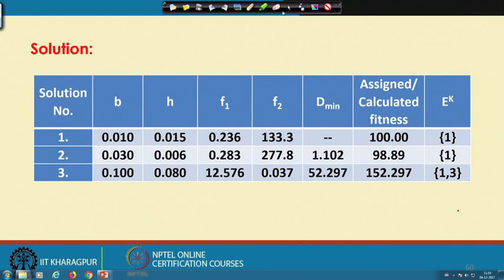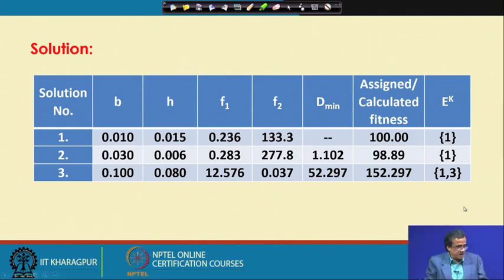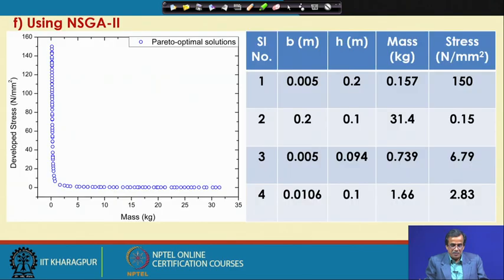This is the way we will have to use the principle of DPGA to find out the optimal values for the width of the cutting tool and the depth of the cutting tool, so that it can ensure the minimum weight and the minimum developed stress. This is the way we can find the Pareto optimal front of solution using the principle of DPGA, that is distance based Pareto GA.